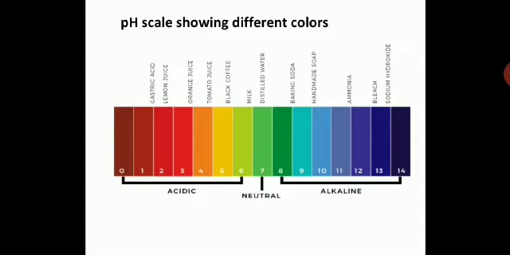Please draw this pH scale neatly in your notebook. Mark all the labeling, acidic and alkaline, middle 7 neutral, and name all the solutions as given over here, and please color it. This will give you proper information about the pH scale showing different colors. I hope you understood this. Please draw this in your notebook. For you to understand the pH scale well, you will get to understand the pH values. You can easily find out the pH value, the number, and compare the acidic or the basic nature of the substances.